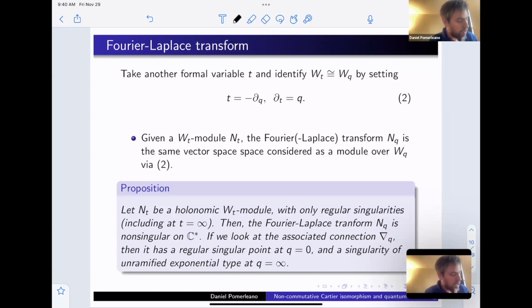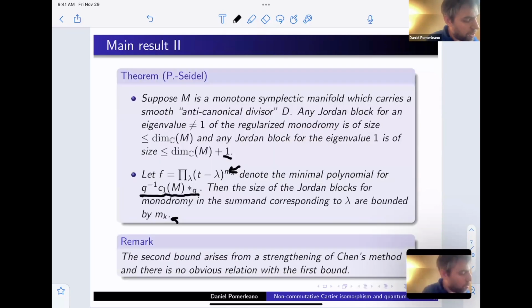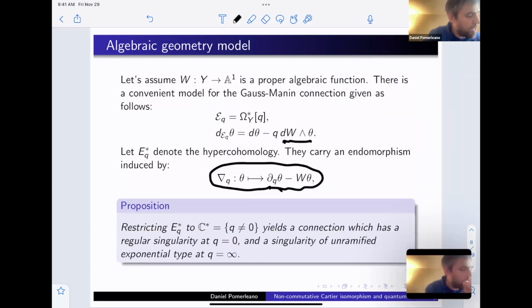so away from Q equals 0 and infinity. The connection will have a regular singular point at Q equals 0, exactly of the form one expects for the quantum connection, and at Q equals infinity one has one of these unramified exponential type points. So the Laplace transform takes regular things to these exponential type things. That's good.